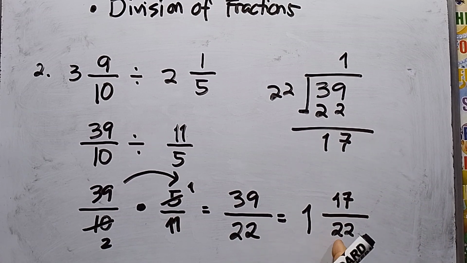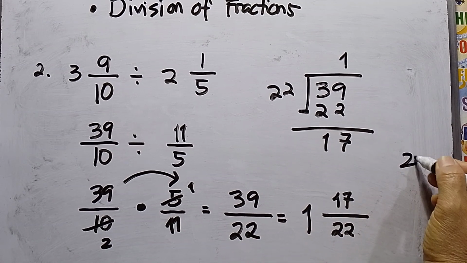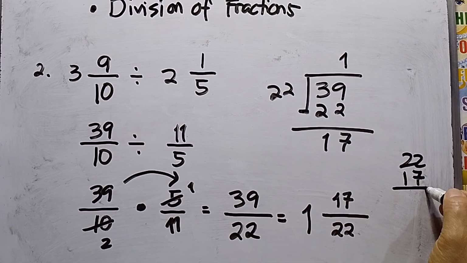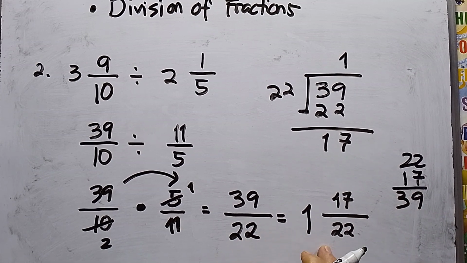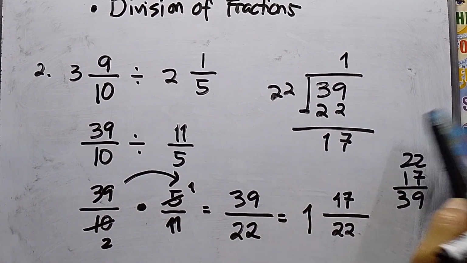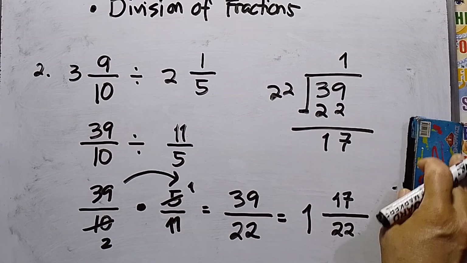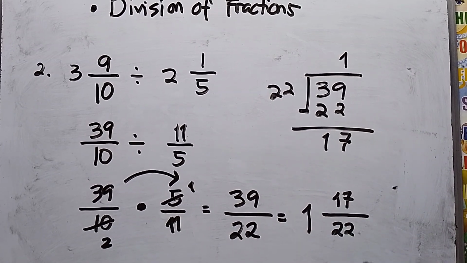So check. 22 times 1 is 22. Then 22 plus 17 is 39. So I've got 39 over 22. So number 2 is correct. So I've got 1 17/22.